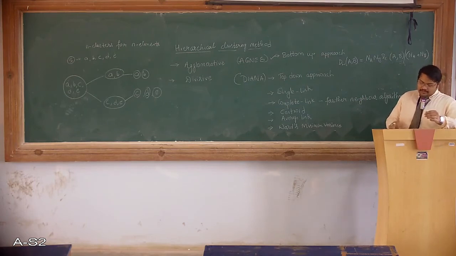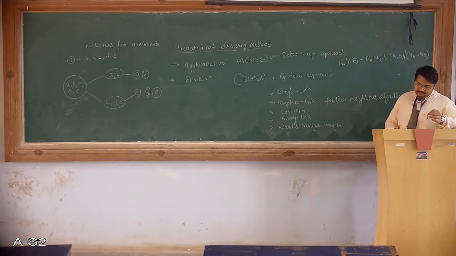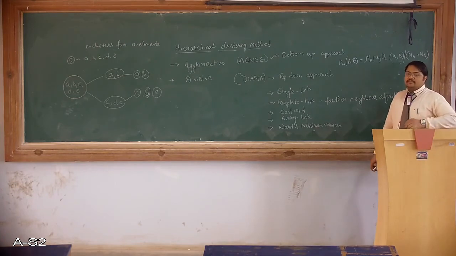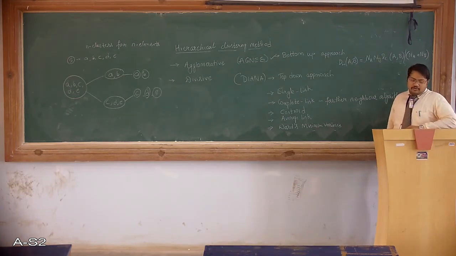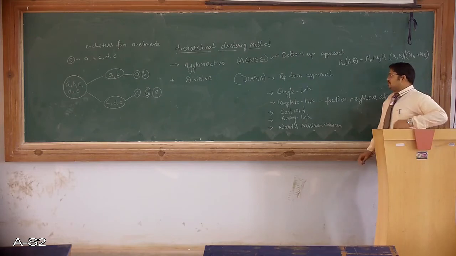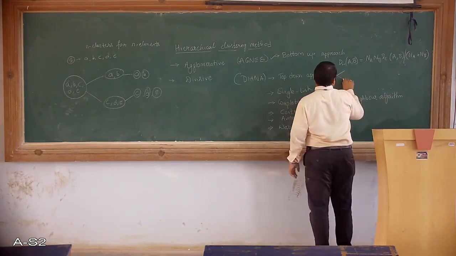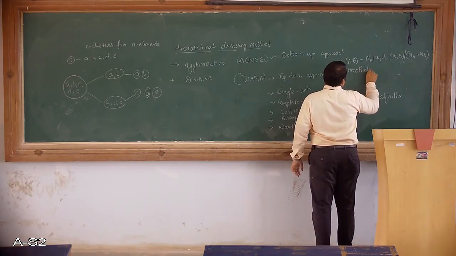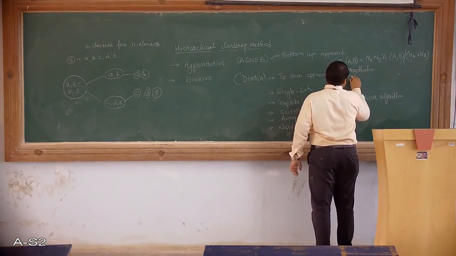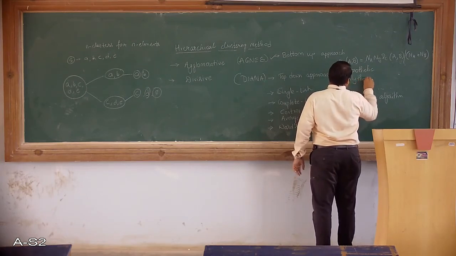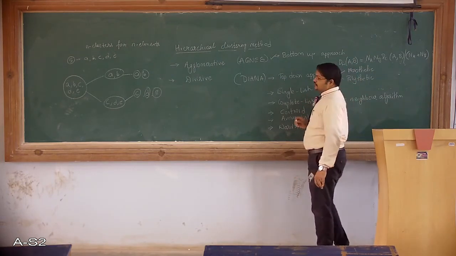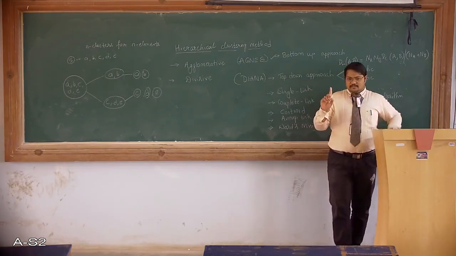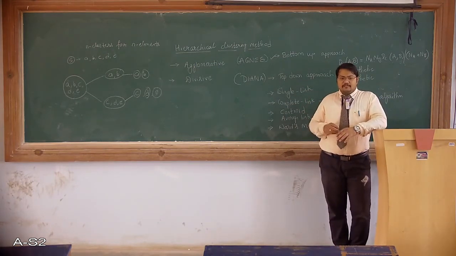Okay, so in this divisive method we have 2 different types. One is monothetic and one is polythetic. Okay, this Diana approach is divided into monothetic and polythetic. What is this monothetic and polythetic? Mono means single, poly means more than one or multiple.